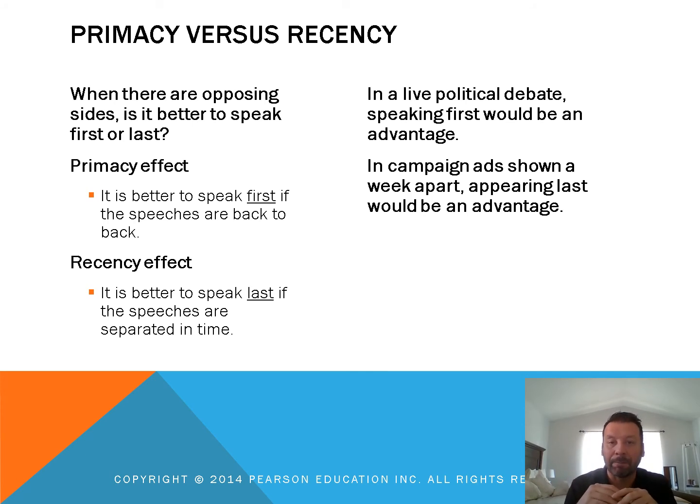If it's the recency effect, if there's going to be space, so let's say there's a debate, right? And the debate's happening at the same time. So first you're going to say something, and as soon as you're done, this person's going to say something. In that situation, you want to be the first person, because that person grabs the attention, and the second person needs to match that attention, right? Which is really hard because you're first.